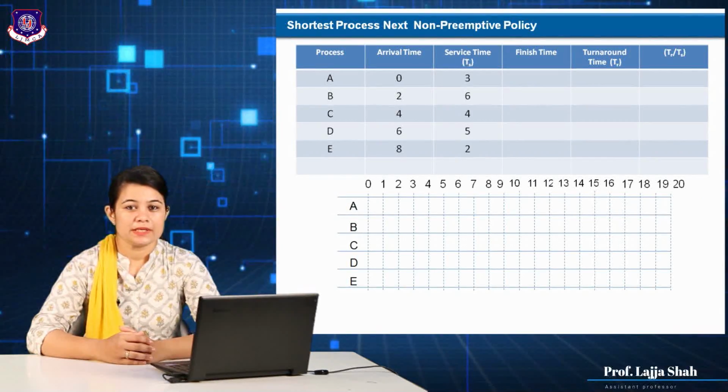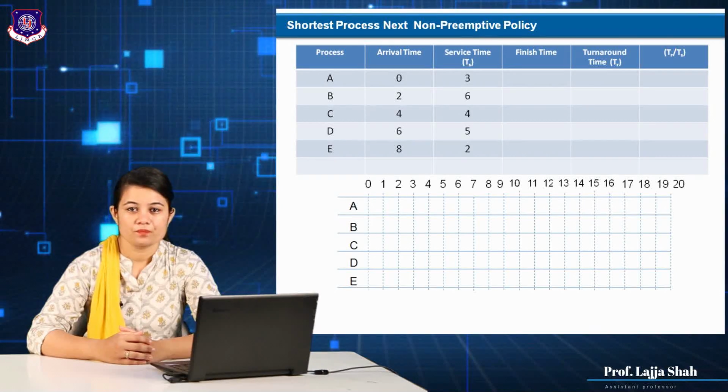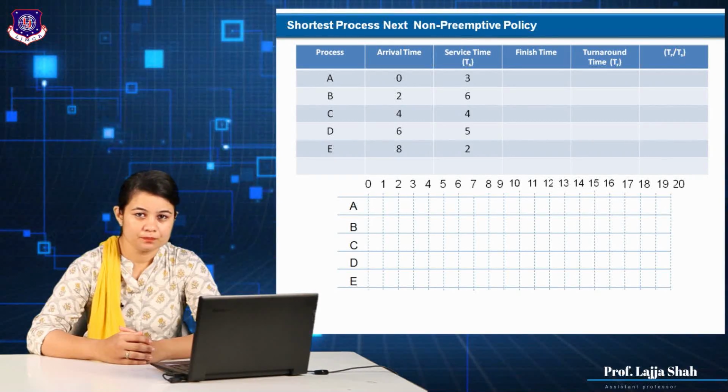The name of the policy is shortest process next, which is a non-preemptive policy. Shortest process next means the process which is shorter compared to the other processes will be selected for execution. We consider whether a process is shorter or not by its service time. If the service time of a process is lesser compared to the other processes' service time, then it will be considered the shorter process.